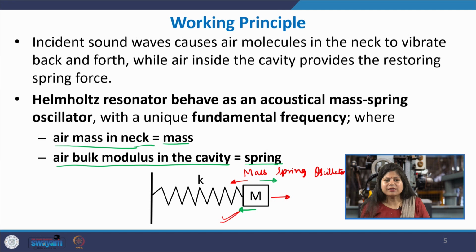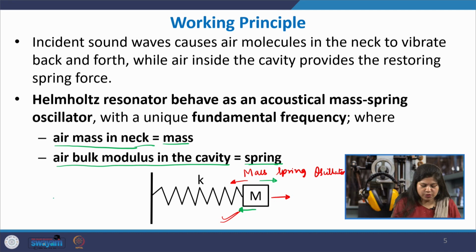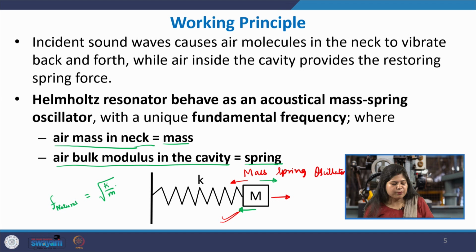So this overall system behaves as a mass spring oscillator, which means it has its own unique fundamental frequency. For example, in a spring system, the natural frequency of a mass spring oscillator is root of k by m. In the same way, in a Helmholtz resonator the spring constant arises simply because of the bulk modulus in the cavity.